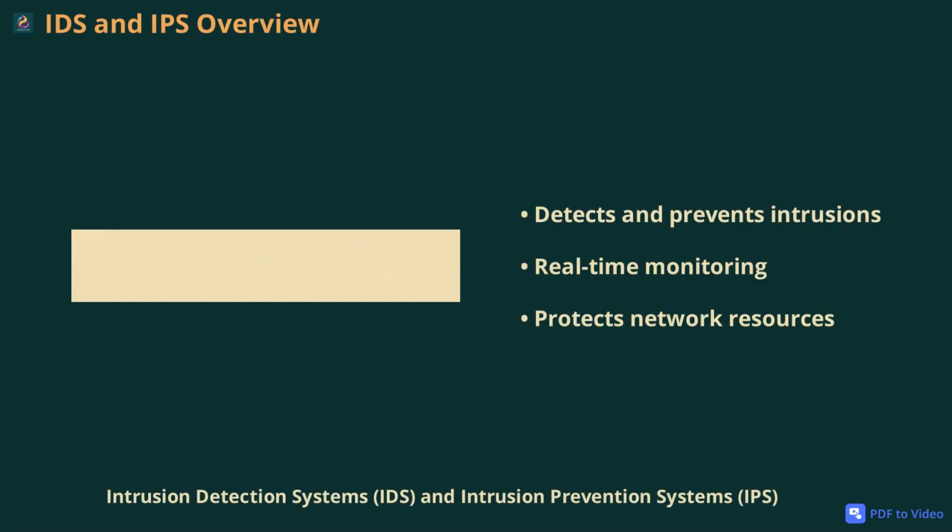Intrusion detection systems, IDS, and intrusion prevention systems, IPS, are vital for identifying and responding to malicious activities. IDS monitors network traffic for suspicious behavior, generating alerts when potential threats are detected. IPS goes a step further by actively blocking or preventing intrusions. These systems help maintain the confidentiality, integrity, and availability of network resources by detecting and mitigating attacks in real time.